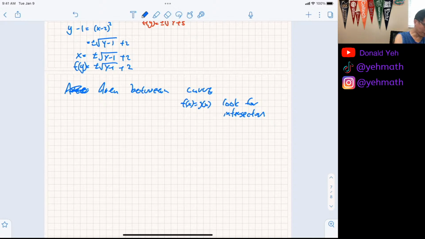So let's just do one first. y equal to x squared and y equal to x. I want to find the area between the curve. Can you do it? You can do it. You see, old me at the beginning of Calc AB would have canceled out one x and then divided by x on both sides.